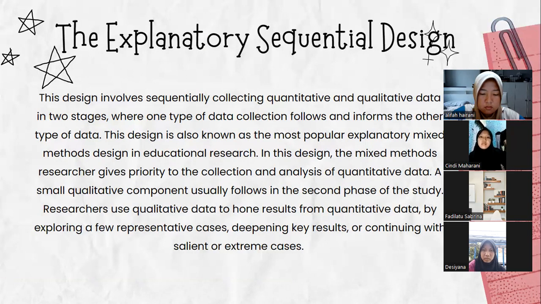In this design, the mixed method researchers give priority to the collection and analysis of quantitative data. A small qualitative component usually follows in the second phase of the study. Researchers use qualitative data to refine results from quantitative data by exploring a few representative cases, key results, or continuing with salient or extreme cases. Next.